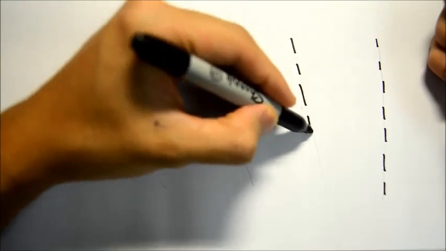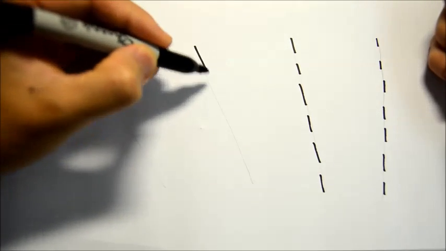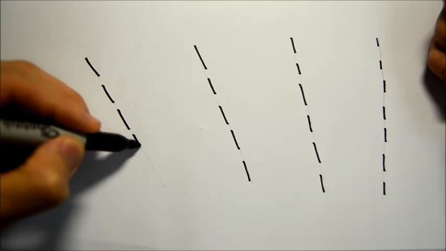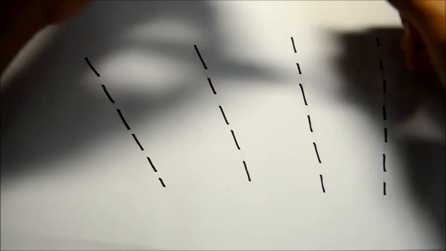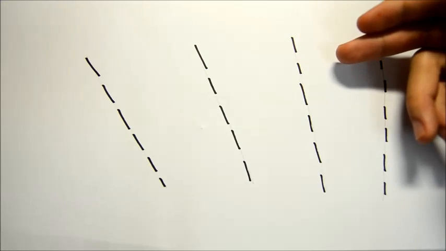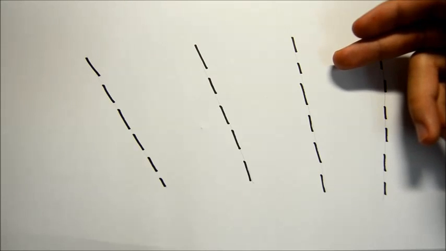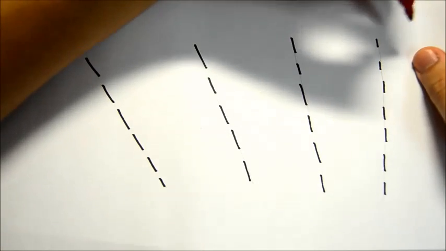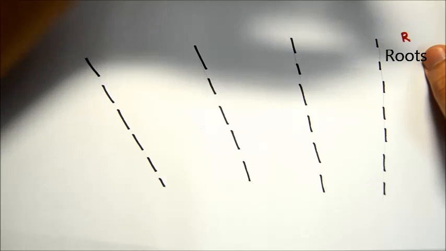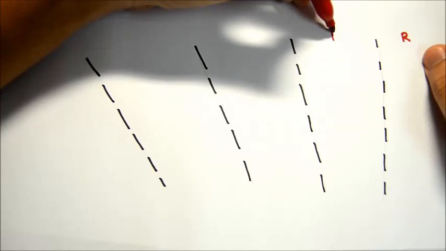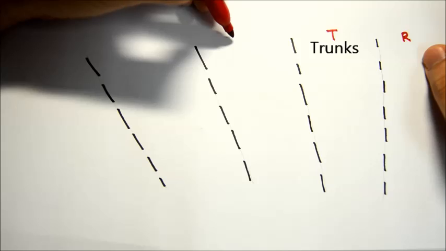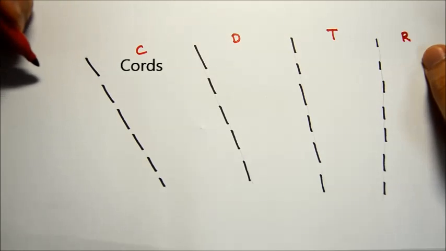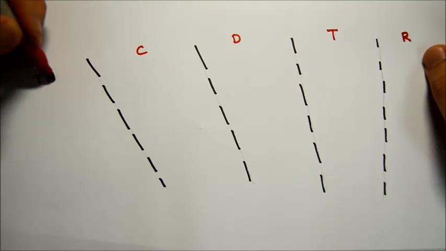Second line, third line, and the fourth line. Okay, so based on these 4 lines of division, we know that the brachial plexus can be divided into 5 parts. First one, roots. Again, I'll just use initials. Second part, trunks. Third part, divisions. Fourth part, cords. And the last part, terminal branches.